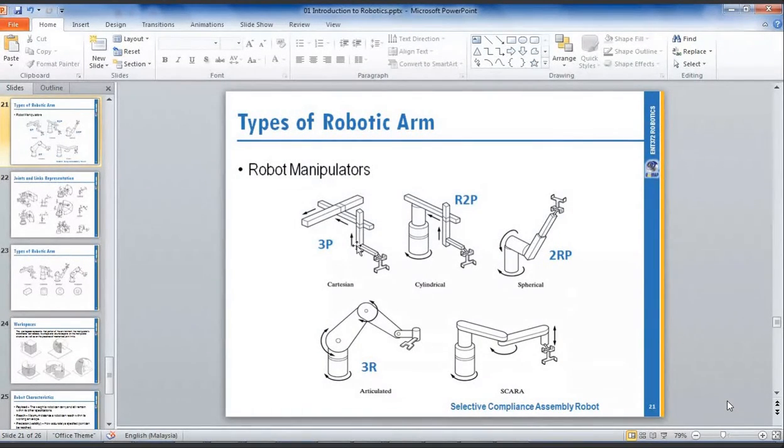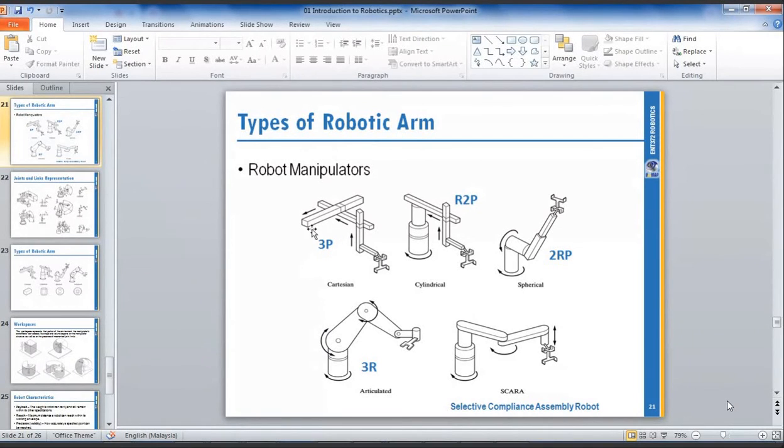So for example, this joint moves in the Z direction. This joint moves linearly in the X direction and this joint moves in the Y direction. So this is prismatic. You move in linear motion.